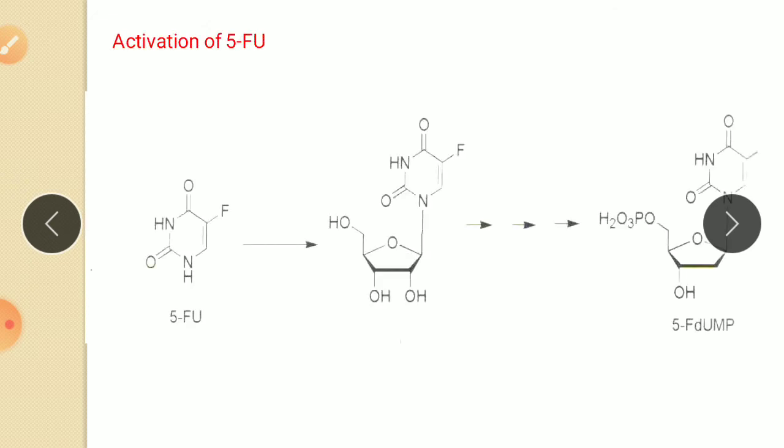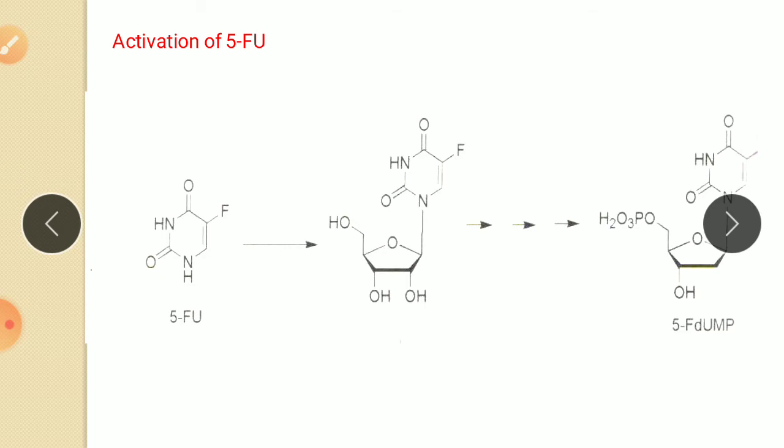Then our drug, that is 5-fluorouracil. First it is activated into its active form. As we discussed previously, the normal bases of DNA and RNA are converted into nucleosides and then into nucleotides. For example, if adenine is a base, then after sugar attachment it forms the nucleoside, and after phosphate group addition it is converted into a nucleotide.